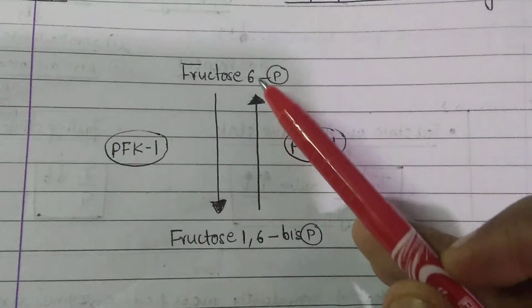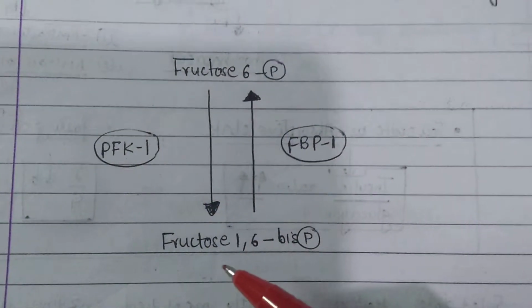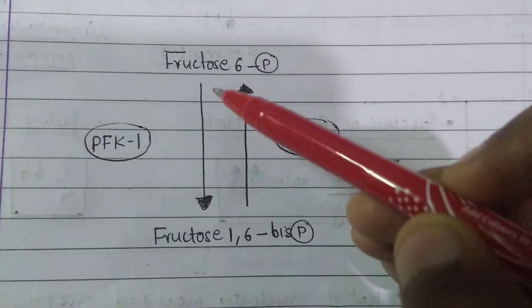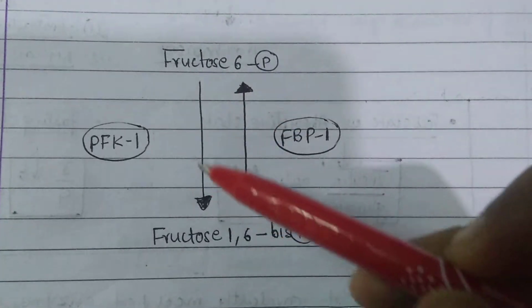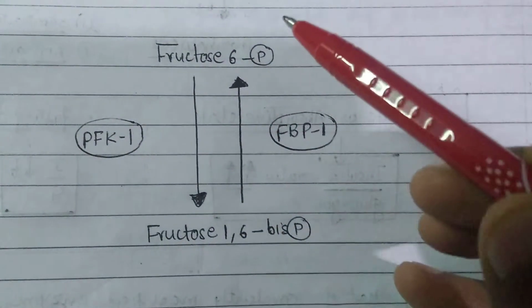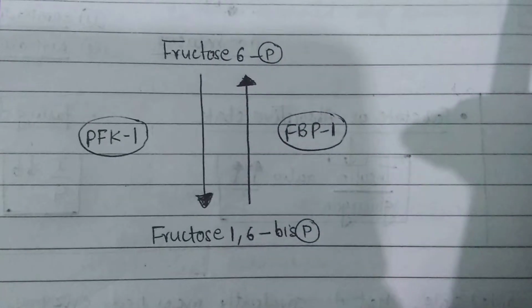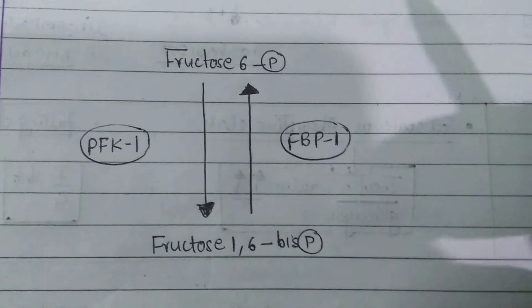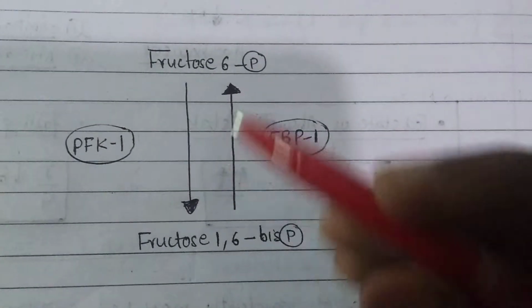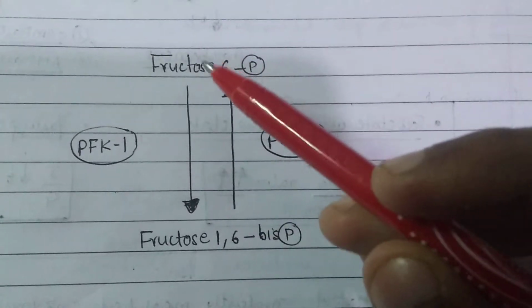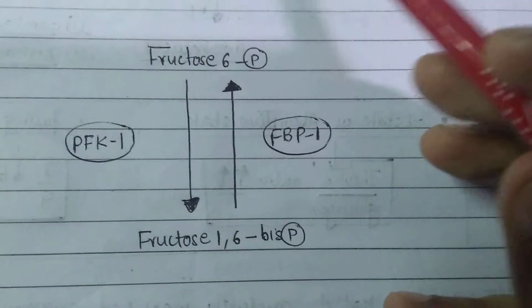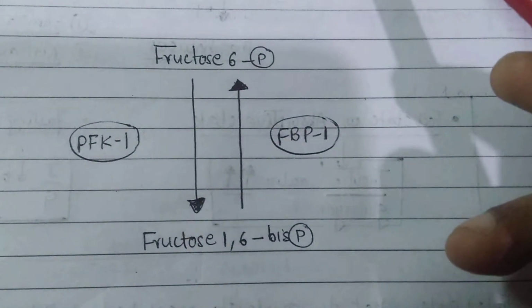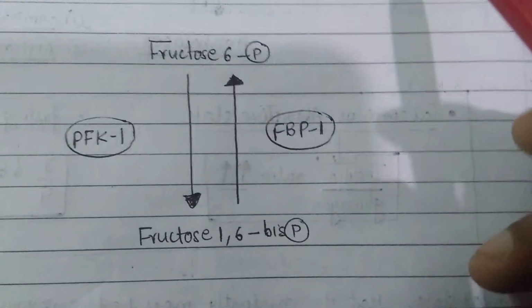If you see, this is your fructose 6-phosphate and this is your fructose 1,6-bisphosphate. Fructose 6-phosphate converts into fructose 1,6-bisphosphate. This step going in this direction is a step of glycolysis, and going in the reverse direction is a step of gluconeogenesis. In gluconeogenesis you make glucose from your non-carbohydrate sources. So this step gets reversed because ultimately after reversing this, fructose 6-phosphate will form glucose 6-phosphate, and glucose 6-phosphate, after the action of glucose 6-phosphatase, will be converted into glucose.